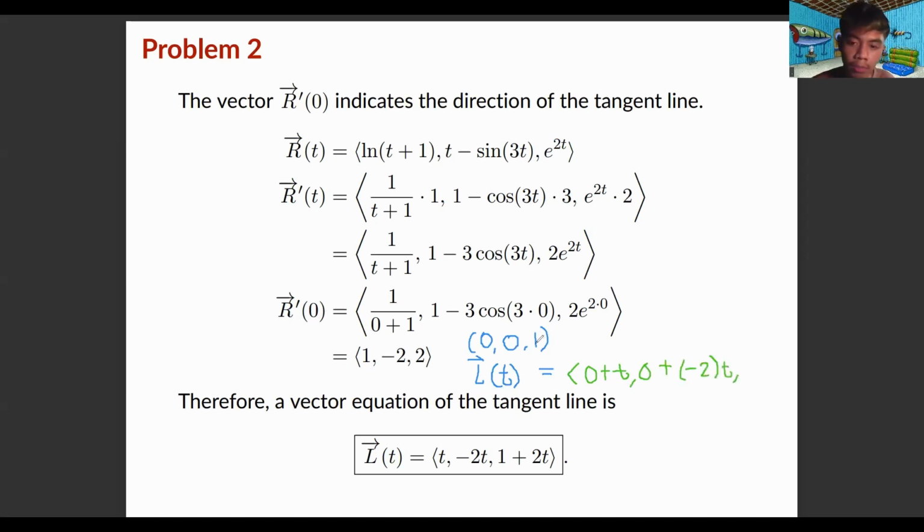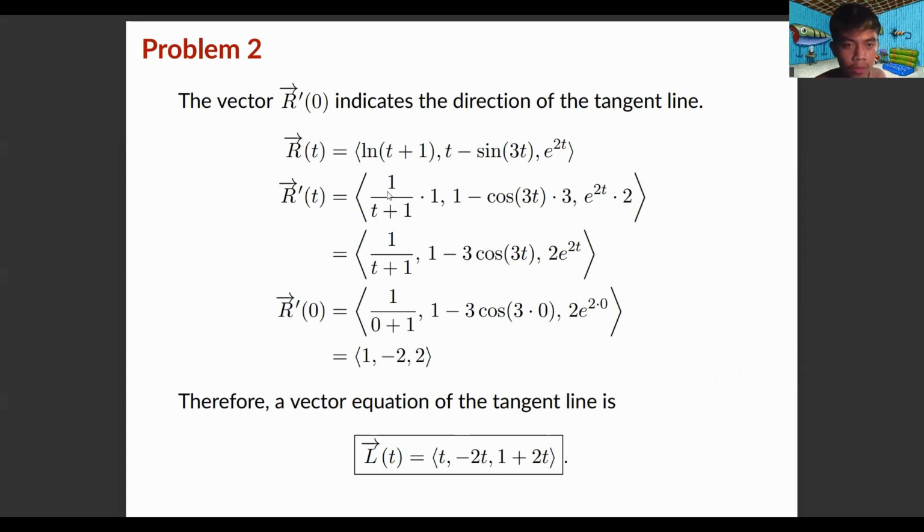Then for the last component, we have 1 plus the last component of r prime of 0, which is equal to 2. We have 2t. And therefore, we have the following. 0 plus t is equal to t. 0 plus negative 2t is equal to negative 2t. And then we have 1 plus 2t.